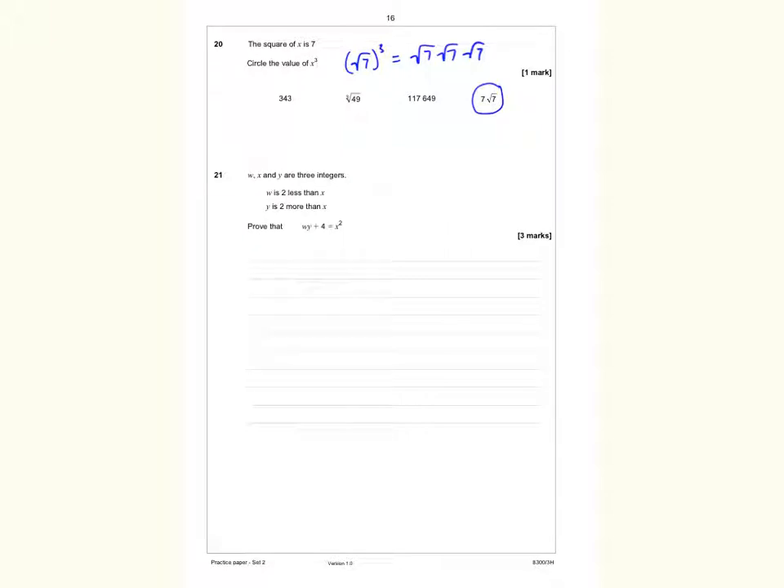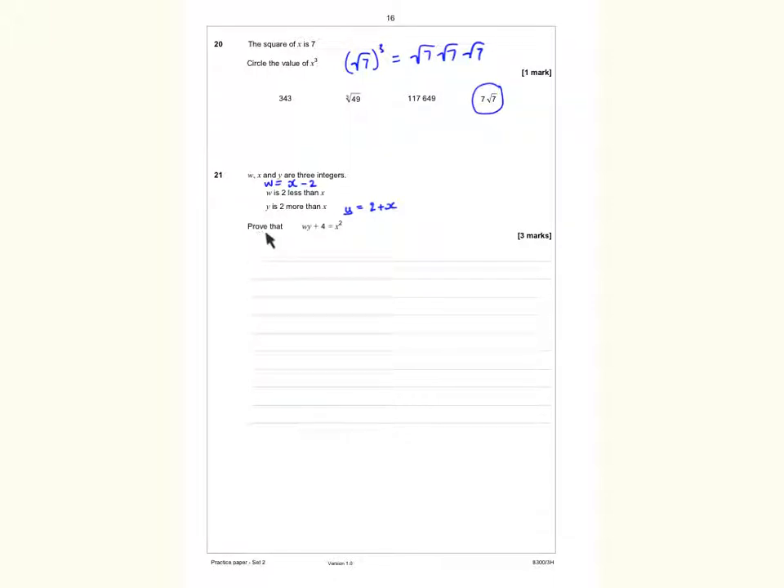Question 21 now. W, x and y are 3 integers. W is 2 less than x. Now this is really an equal sign. So we have W equals 2 less than x, so that will be x take away 2. And that equation is coming out of this sentence here. W is, so W equals 2 less than x. 2 less than x is x take away 2. And we have y is 2 more than x. So we've got y equals 2 more than x, so that's 2 plus x, or x plus 2.